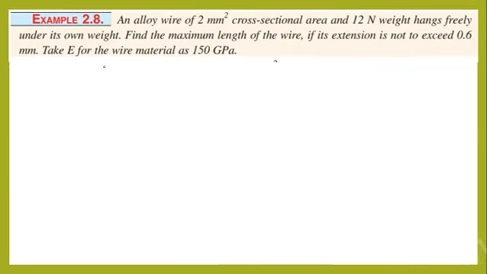The next one: an alloy wire of 2 mm square cross section area. They have given the cross section area directly, and a 12 Newton weight. Weight is directly given. It hangs freely under its own weight. Find the maximum length of the wire if the expansion should not exceed 0.6 mm. In this question, the value of delta L is given as 0.6 mm, the area of cross section is given, and weight is given, so we have to calculate the length of the wire.